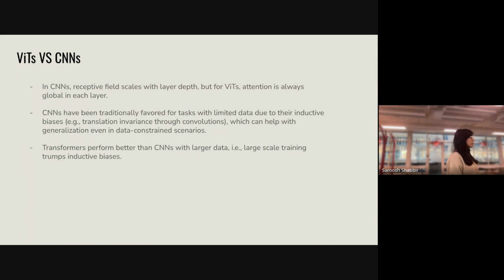They are particularly useful when you have scarce data. But when we go into the domain of large data, transformers are able to process it much more efficiently. They don't have the bottleneck that convolutional neural networks have. Large-scale training, of course, trumps inductive biases in the end.